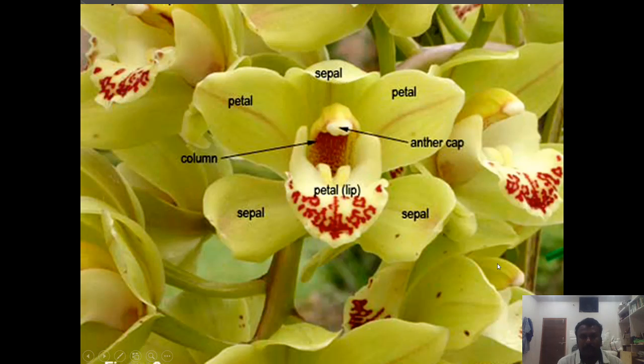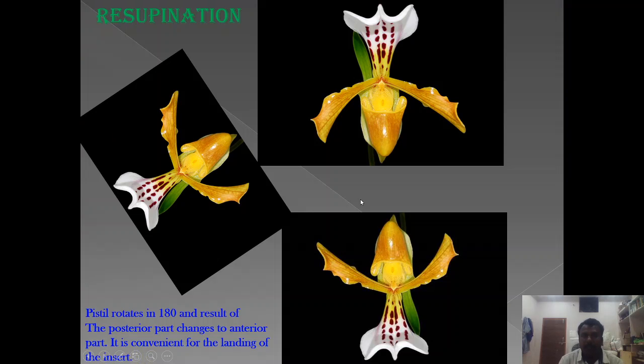Now you can see very clearly the photograph of a typical flower of Orchidaceae. This is one sepal, another sepal, and another sepal: three sepals. Petal 1 and petal 2, and this is petal 3 with a different structure, which is known as the lip or labellum.